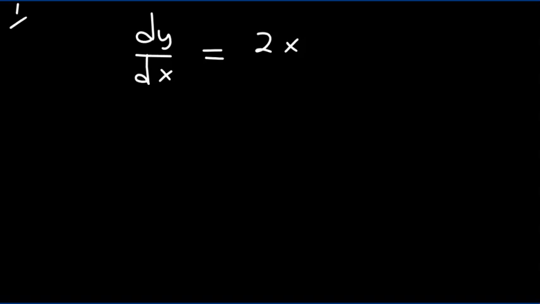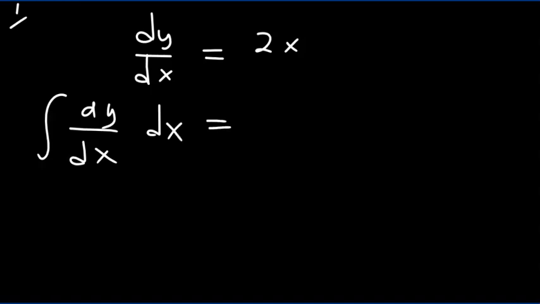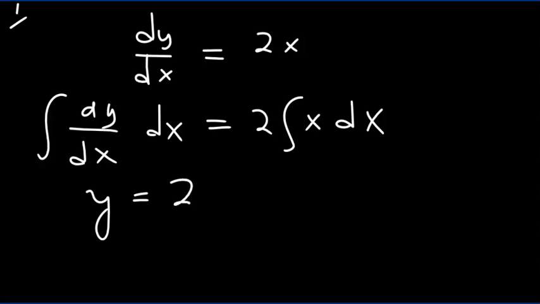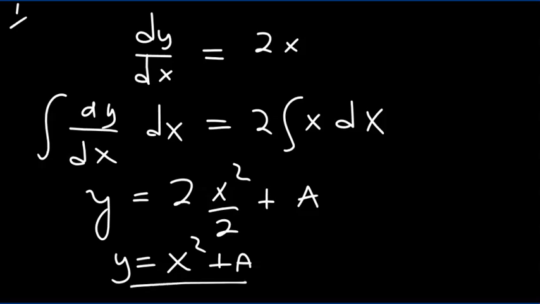Let's assume we want to find the general solution of this differential equation. This is a first-order differential equation. We know that we can rewrite this equation in the following form. If we integrate both sides, the right-hand side will simply become that. The left-hand side is simply y. So the right-hand side is 2x squared over 2 plus an integration constant, let's call it a. So your general solution is x squared plus a. So that is the solution to this differential equation.